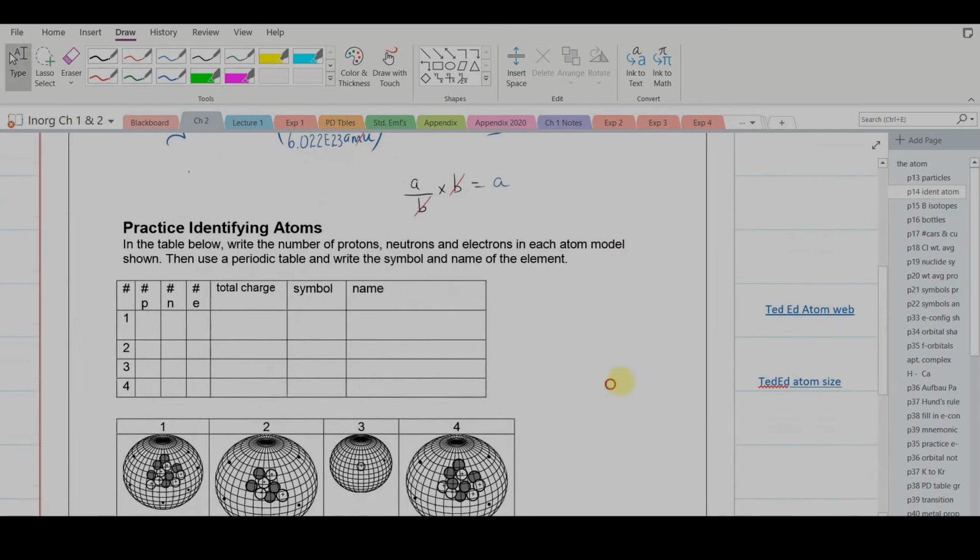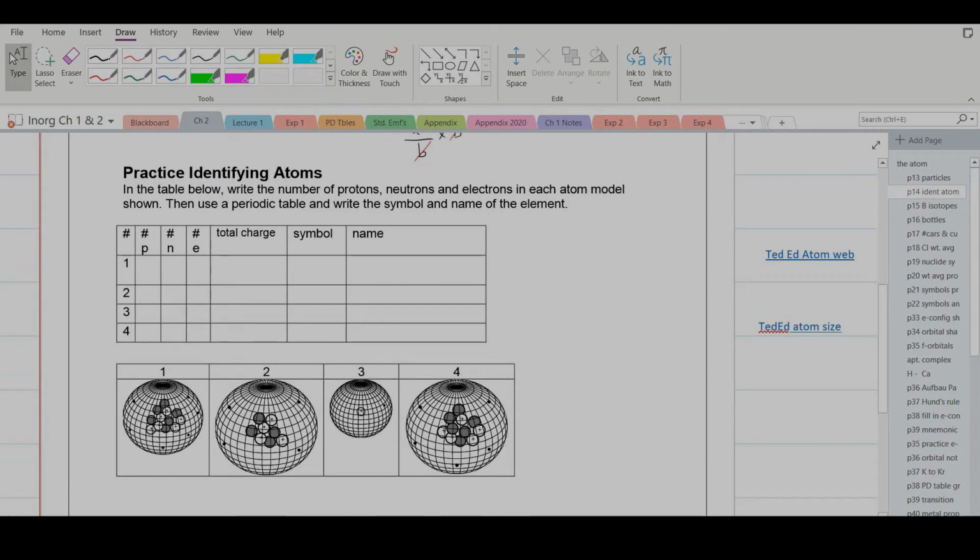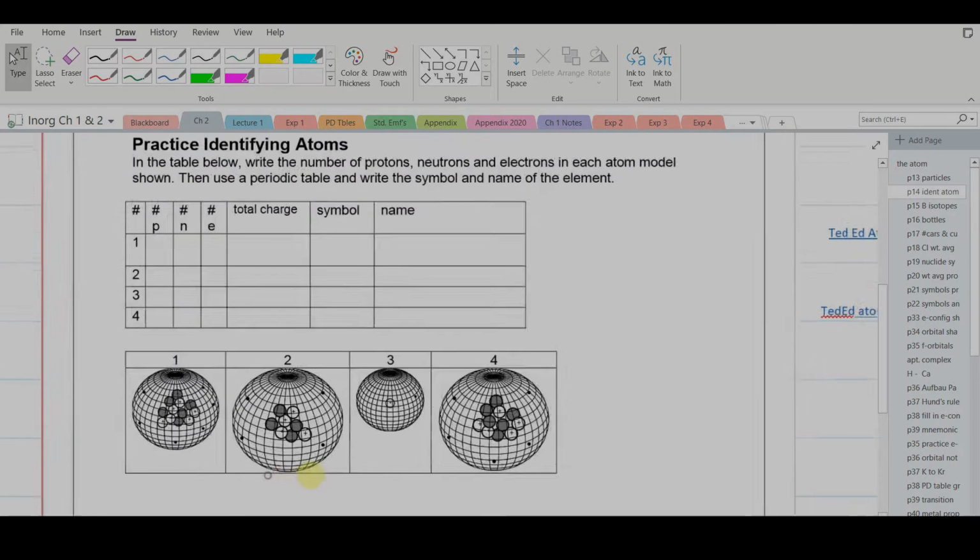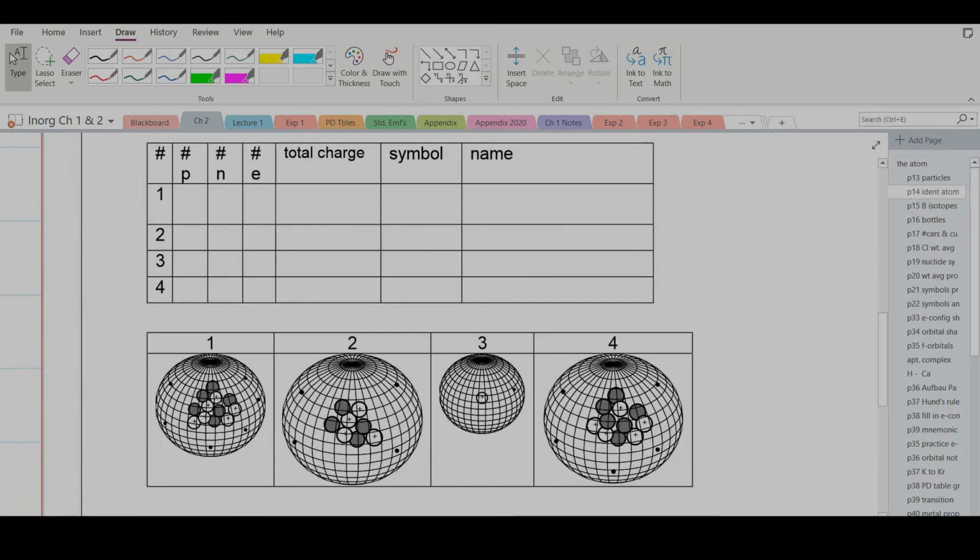All right, let's get some practice identifying atoms using their elementary particles. If you look at the pictures, we'll just count them up. In this first diagram on the left, how many protons do you see?